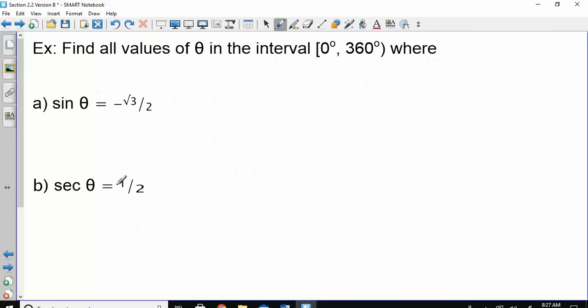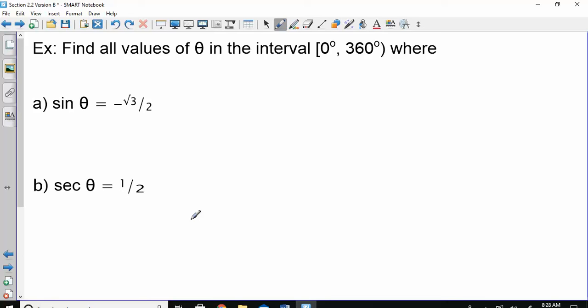Last example. I'm going to kind of switch it up. Find all values of theta in the interval 0 to 360, where the following is true, that sine of theta is equal to negative radical 3/2. Alright. So we're thinking in reverse here.